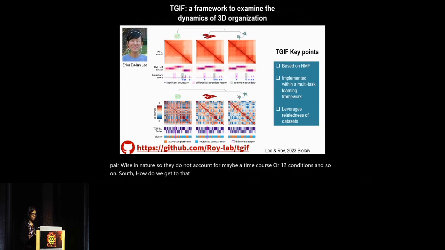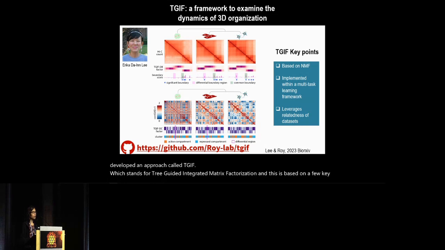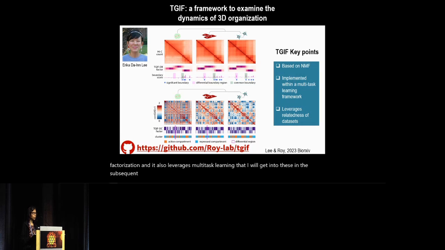To address that, together with my student, we developed an approach called TGIF, which stands for Tree-Guided Integrated Matrix Factorization. And this is based on a few key points. It is based on a dimensionality reduction technique called non-negative matrix factorization. And it also leverages multitask learning, which I'll get into in the subsequent slides. It gives you the ability to look at dynamics at the level of compartments as well as at the level of topologically associating domains.